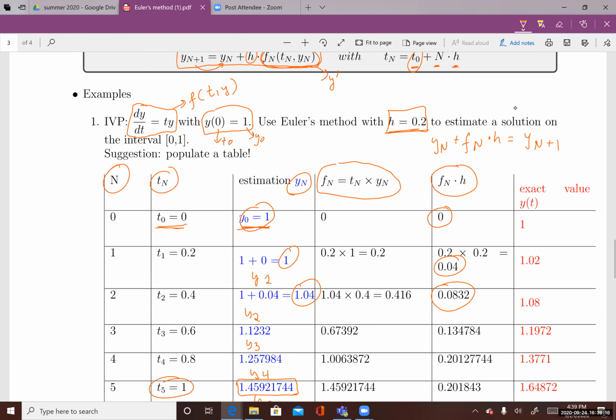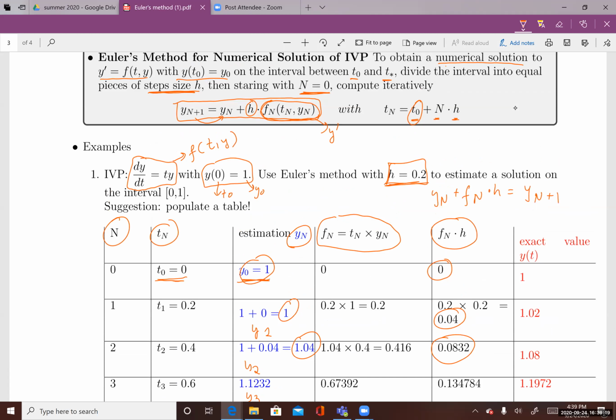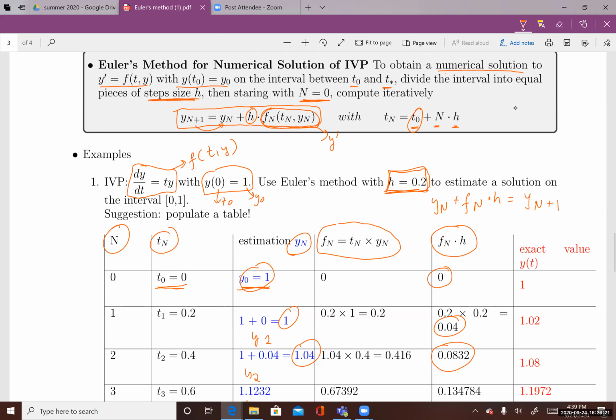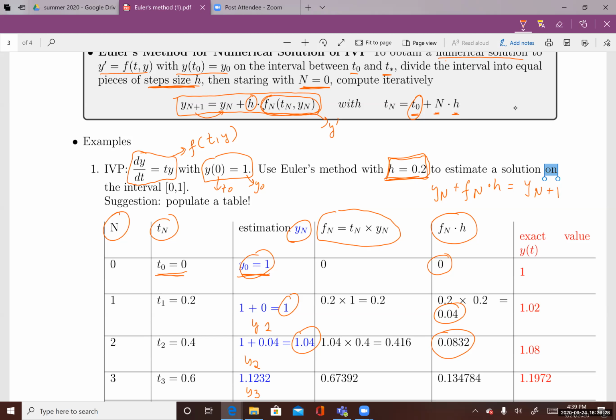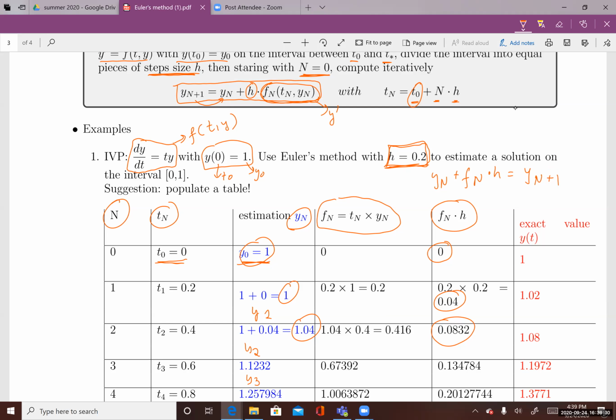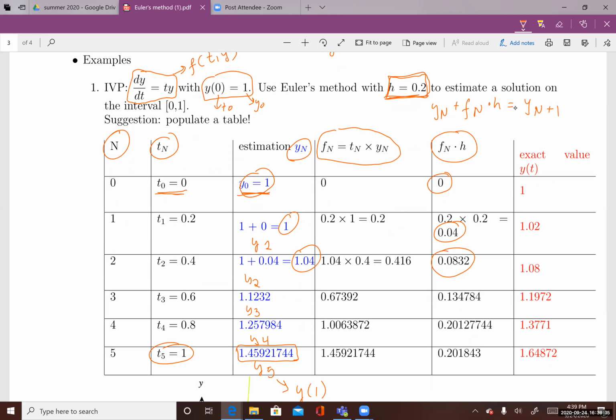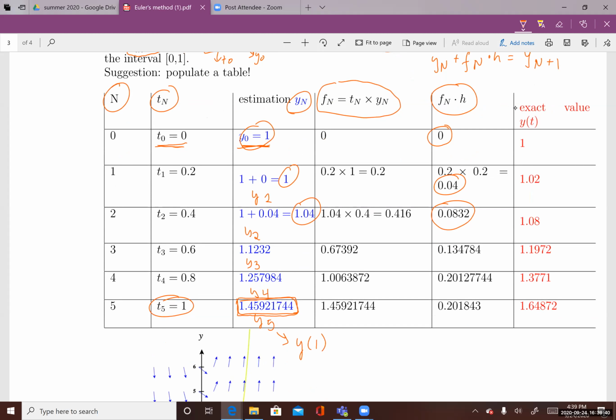I used the step size of 0.2, and I used this formula here to come up with the tangent line approximation, so then I know what my next step in my approximation is. And this is my destination here. I estimate that the y value when t equals 1 is going to be 1.4592174.